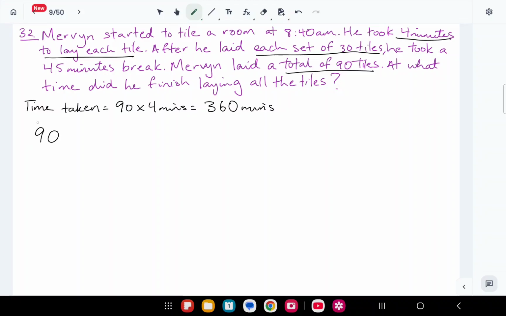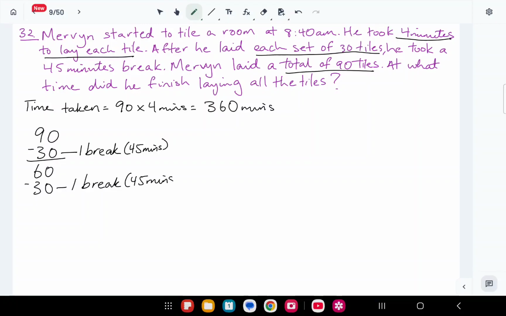So this basically says 90 tiles take away 30. This is 1 set, which is equal to 45 minutes break. That will leave us with 60. After that, he could take a next set, which is 1 set again, which is another 45 minutes. 30 we have remaining here now, and this was the last set of 30 tiles. So he did 90 tiles in total.